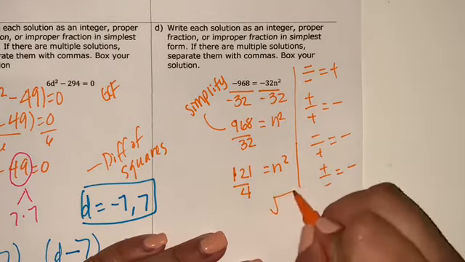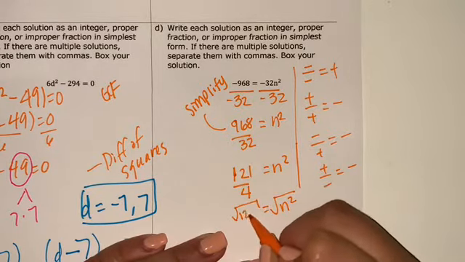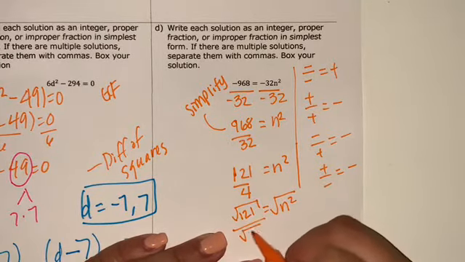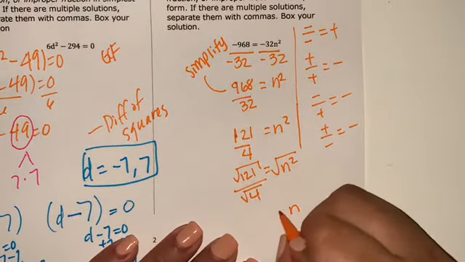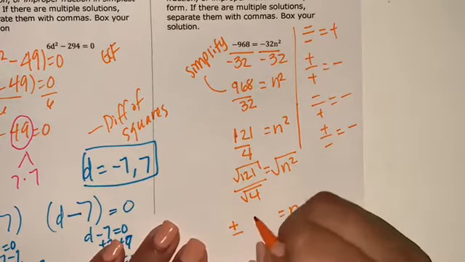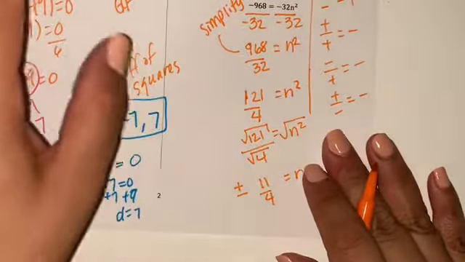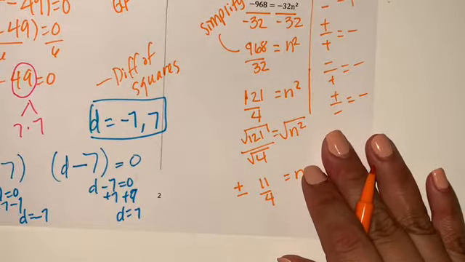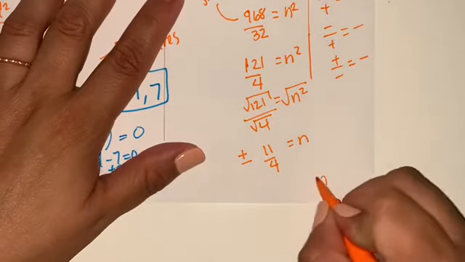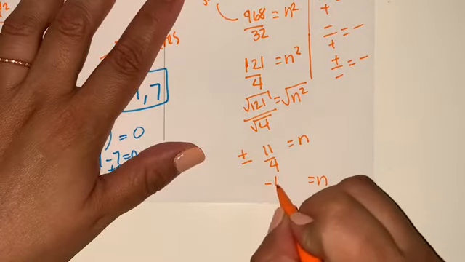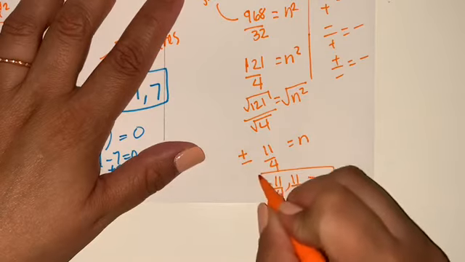And that's going to be like this. N equals the square root of 121 divided by the square root of 4. So then n equals positive and negative 11 over 4. If we box my answer and put this together, I'm going to have n equals negative 11 over 4, comma 11 over 4. And that's my solution.